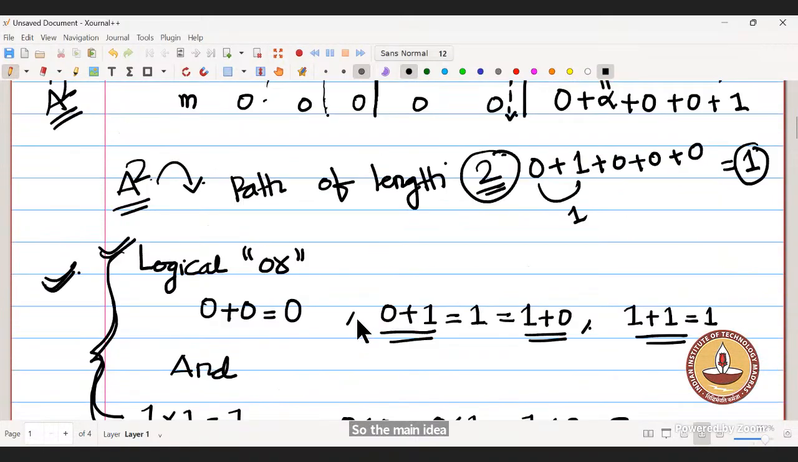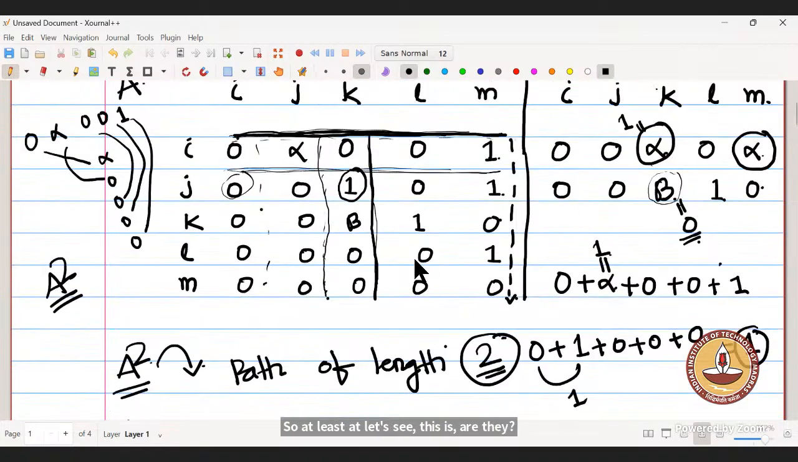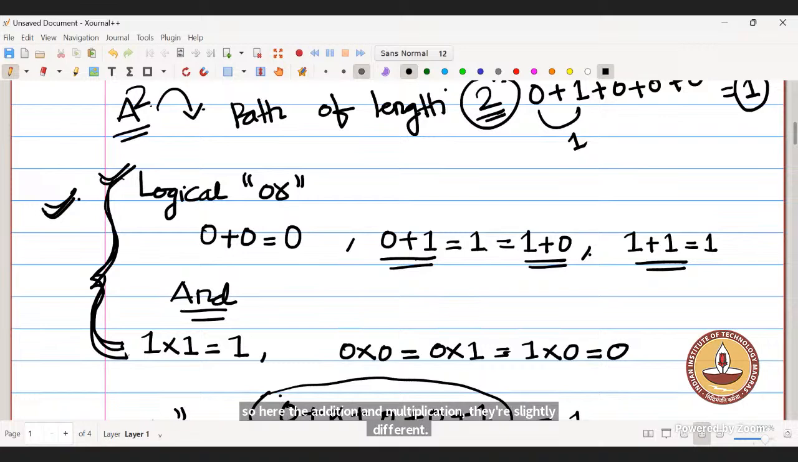As I said before, this is not the usual matrix multiplication. We are actually applying this rule, this logical OR and this AND operation. So here the addition and multiplication are slightly different. Is it clear?